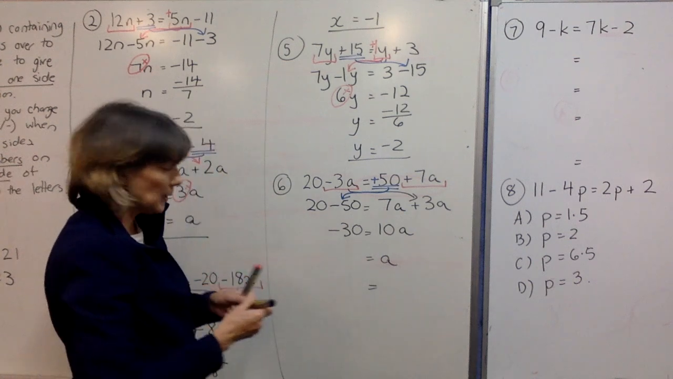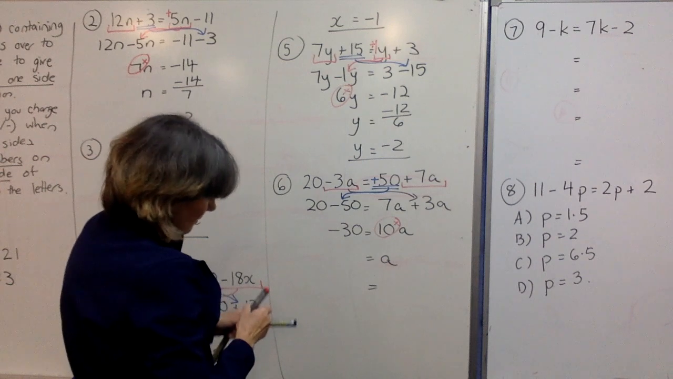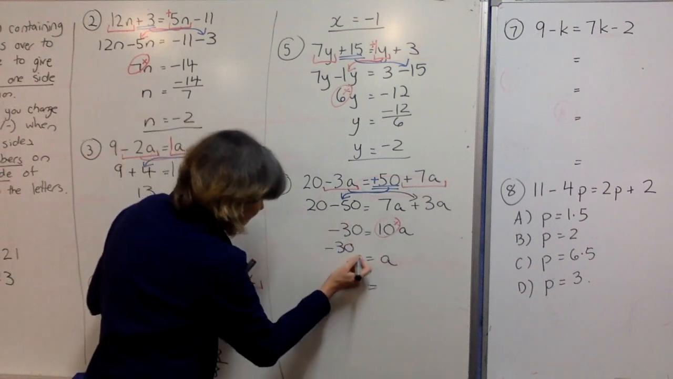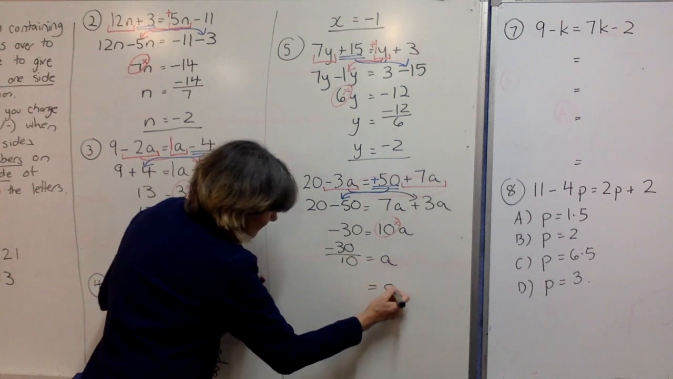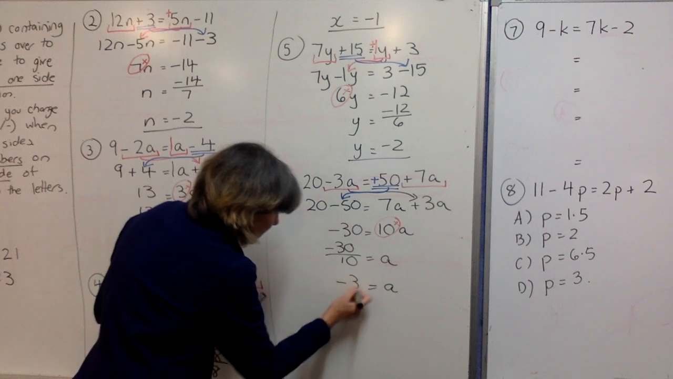We're getting the letter by itself, so we get rid of our times 10. Write your minus 30 down. Opposite of times 10 is divide by 10. And then just work that out. Minus 30 over 10 is minus 3.